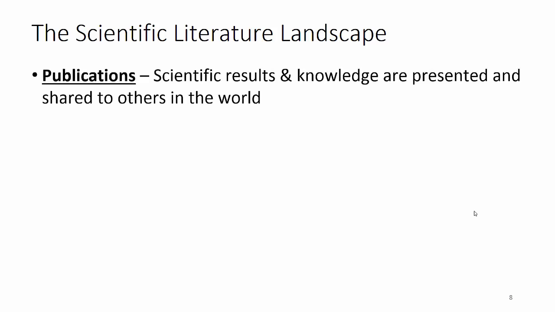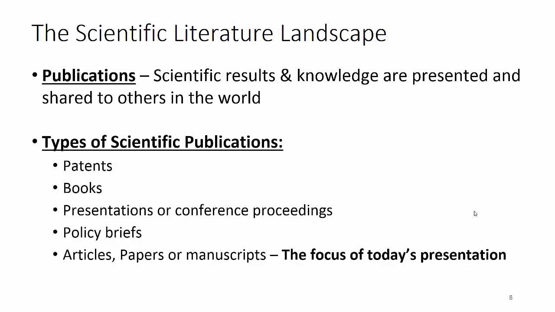Basically, this is to make sure that we're all on the same page about what we mean by certain things. So publications. Scientific results and knowledge are presented and shared to others in the world. Your typical scientific publications would be things like patents, books, presentations at conferences, the proceedings from those conferences, policy briefs, and then this mixed bag of articles, papers, or manuscripts, which is the focus of today's presentation.